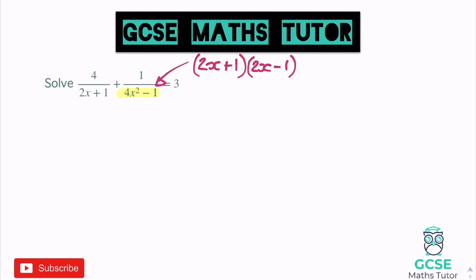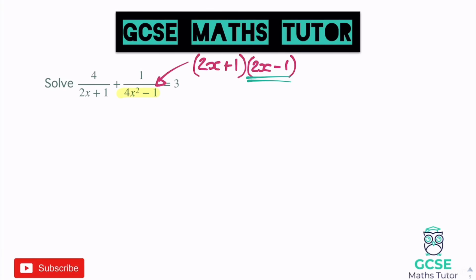Now obviously part of that denominator is 2x plus 1. So in order to make a common denominator, we don't actually have to multiply the other side by that full denominator there. We can just multiply both sides, the numerator and the denominator, by this 2x minus 1, and that's going to give it a matching denominator there.